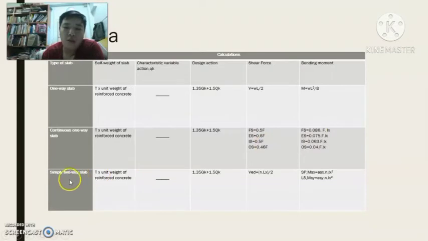In the simply two-way slab, there are SP and LS. SP is the short span, which is the moment existing in the Y direction, and LS is the moment existing in the Y-axis of the long span. But then the shear force is only V_Ed equals n, the design action, times Lx over 2. That's all for me.